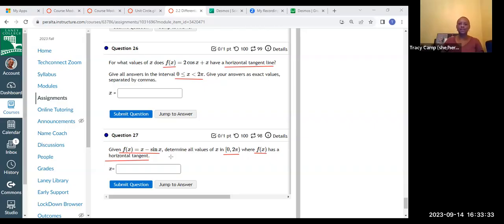One thing to keep in mind is that a horizontal line has a slope of 0, right? So if our tangent line is horizontal, we need our tangent line's slope to be 0. Which means that for both of these problems, the first thing we need to do is find the slope of the tangent line.